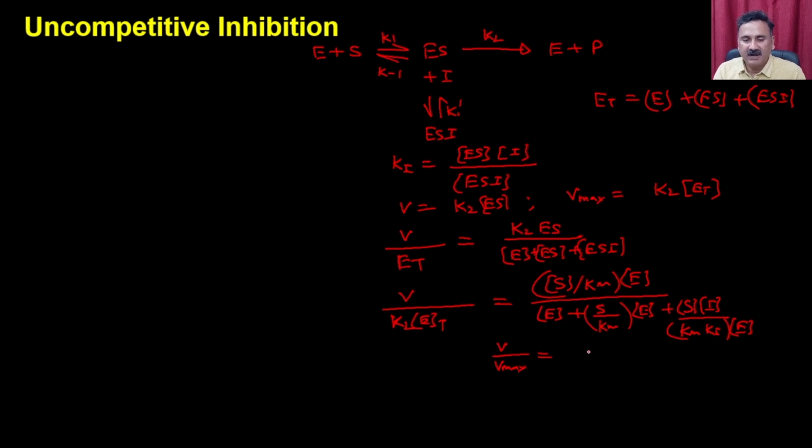So V by V max is equal to S by Km divided by 1 plus S by Km plus SI divided by Km Ki. Okay, and this is what you can use.